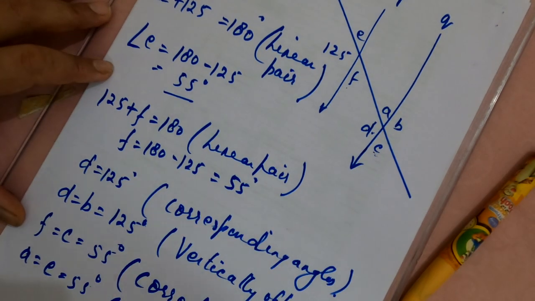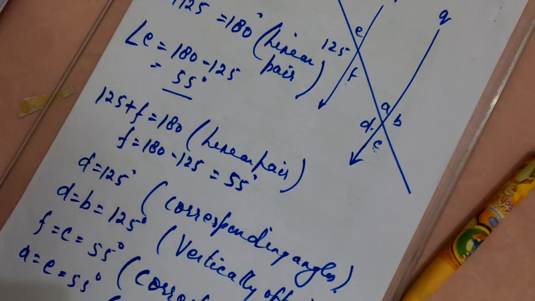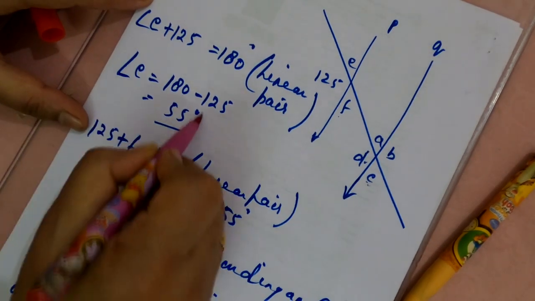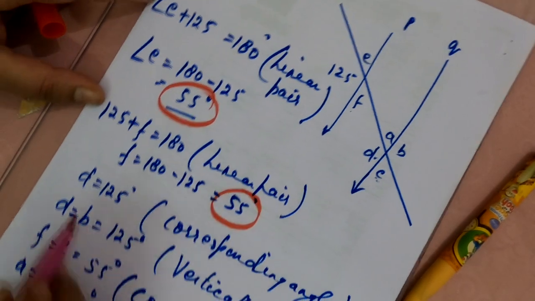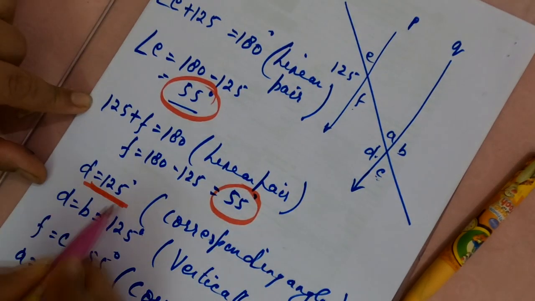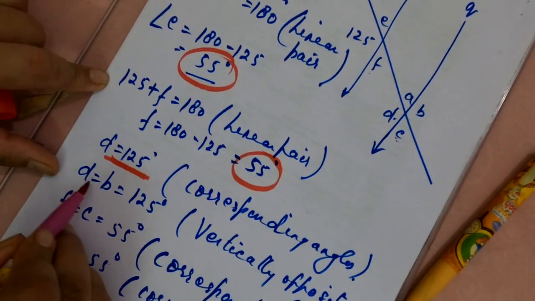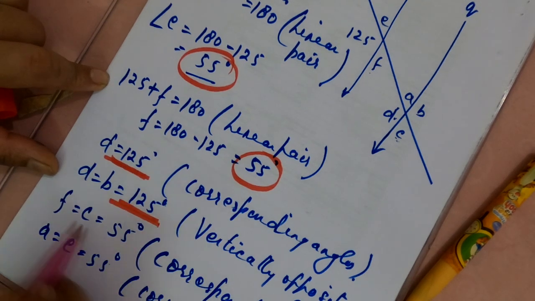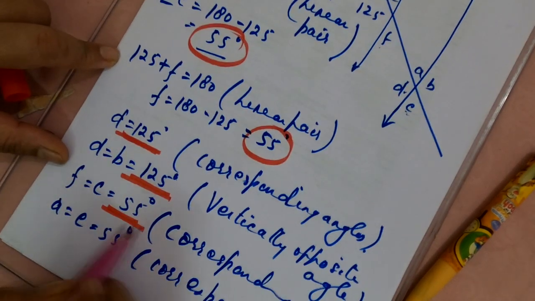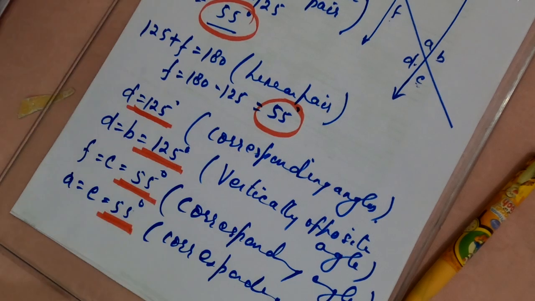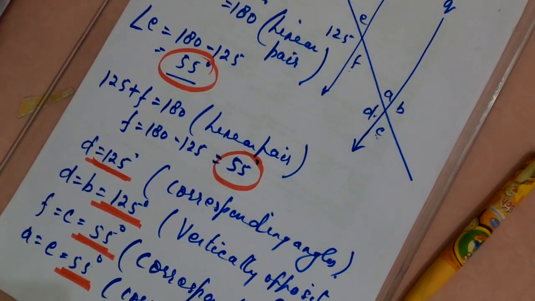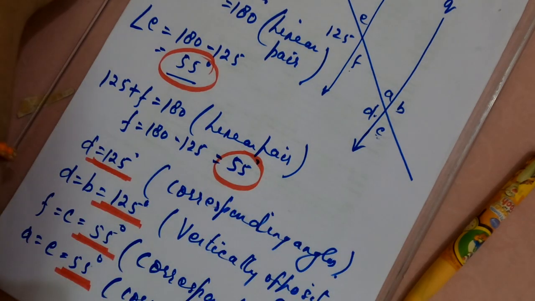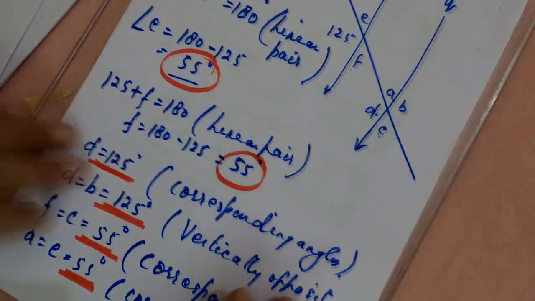Clear? In this way we have calculated all the angles. Let me see. This is E, 55. This is F, again 55. This is D, 125. D and B are the same, again 125. F and C are the same, 55. E and A, 55. So in this way we have calculated all the angles, and I hope you have got the idea how to solve such kind of questions. Right? Now let us come to one more question from your book.